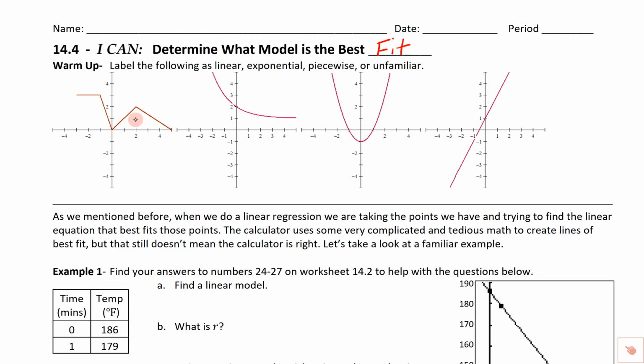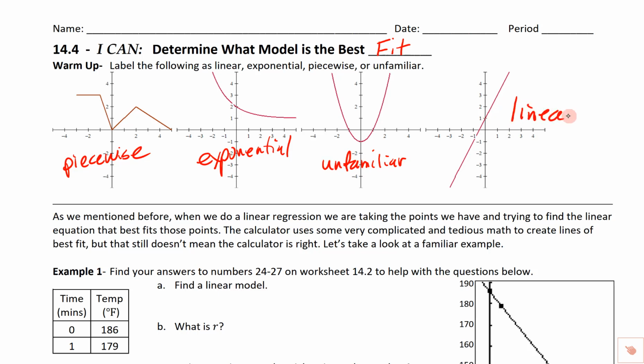So this one right here, you'll remember that this one is a piecewise, so I'm going to write piecewise. This next one, hopefully you recognize that. That's one of the main ones that we studied. This is exponential. One of the other categories that we talked about is, hey, if you don't recognize it, just say that it's unfamiliar. Now, we've seen this shape before. It actually has a name, and you're going to study that in the next couple of years. It's called a quadratic. But for right now, this is not a shape we're very familiar with, so we're going to say it's unfamiliar. And then, of course, this last one is linear because it makes a line.